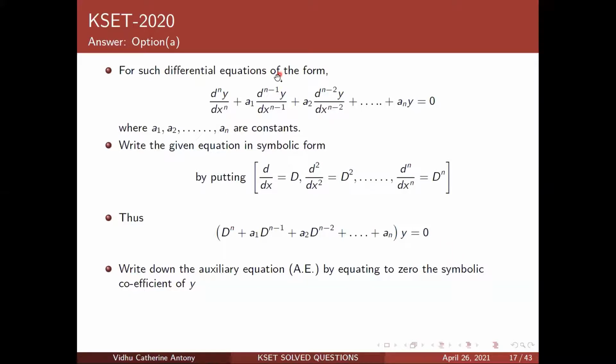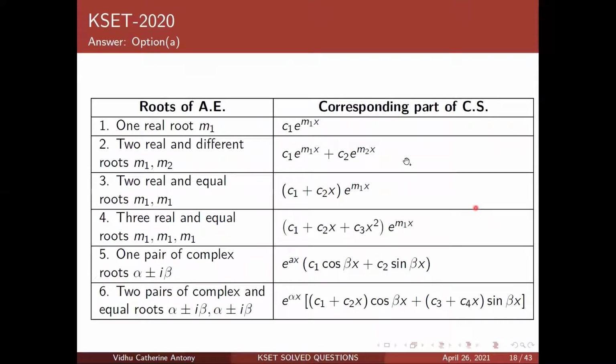This is basically the symbolic coefficient of y that you have. So this is the auxiliary equation that we're talking about. And then you equate it to 0, find out the roots of the auxiliary equation, and then you try to find out the complete solution. So these are the roots of the auxiliary equation and the corresponding part of the complete solution that you have.